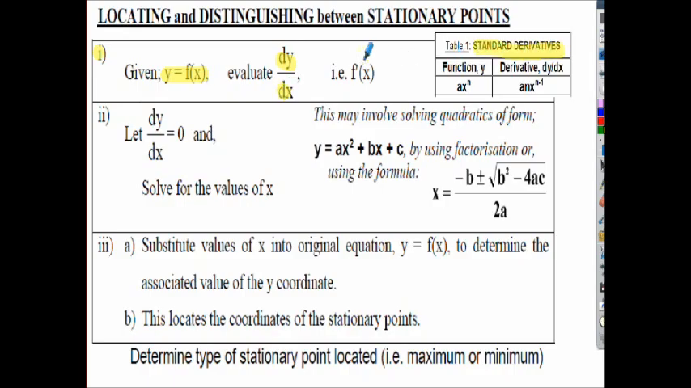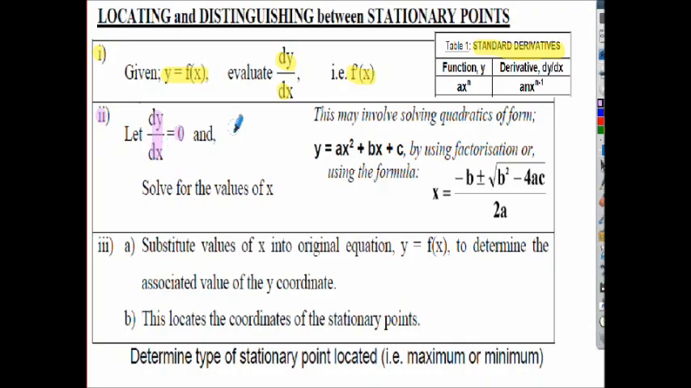Don't forget sometimes the questions are written as f dash x. We talked about the 2 different types of notation last week. dy by dx is the same as f dash x, the first differential. So we're going to differentiate as we did last week in the first step. In the second step we're going to equate the differential, the dy by dx, to 0.